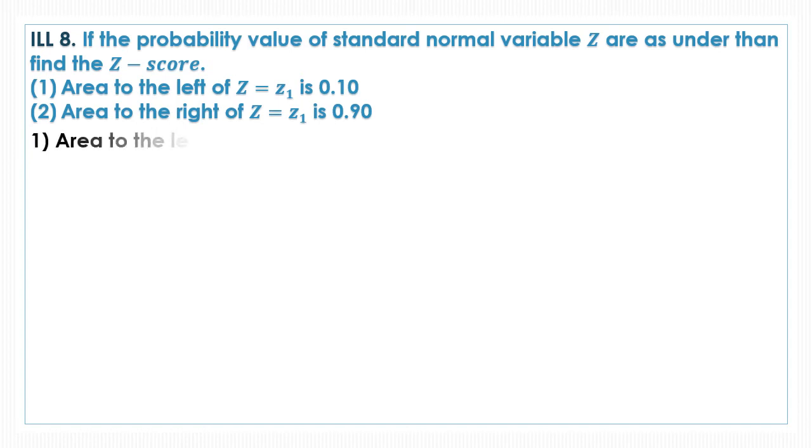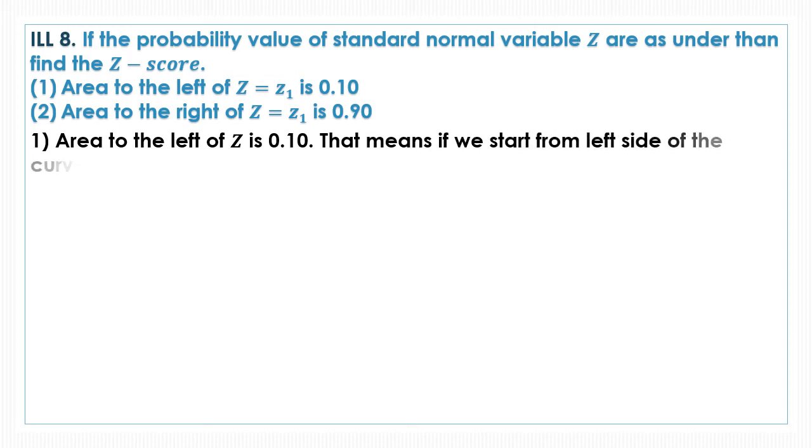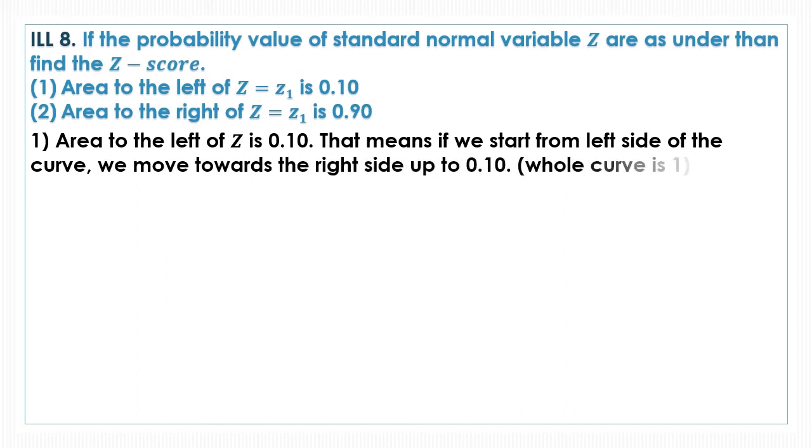Area to the left of z is 0.10, and that means that if we start from the left hand side of the curve, we move towards the right hand side of the curve up to 0.10 probability. Let me remind again, the whole curve is 1 and we are only checking out 0.1. Only the 10% part of the curve is what we are checking out, because it is on the left hand side. Left hand side is always less than, so z is less than z1, which is 0.10.